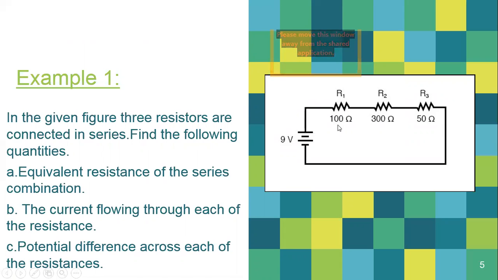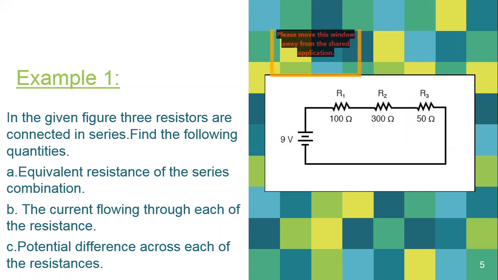The resistance of R1 is 100 ohm. The resistance of R2 is 300 ohm. The resistance of R3 is 50 ohm. Part A, the equivalent resistance of the series combination is required. Second, the current flowing through each of the resistances. That means what is the current across R1, across R2, or across R3. Number three, the potential difference across each of the resistances. What is the potential difference of R1, R2, and R3? We have to find all these three parts.